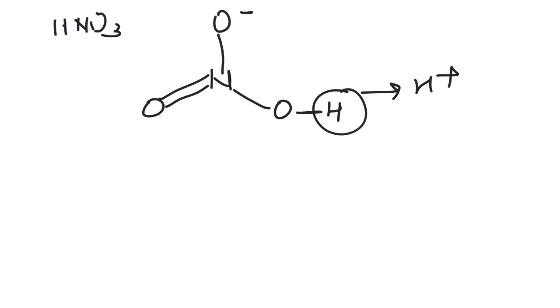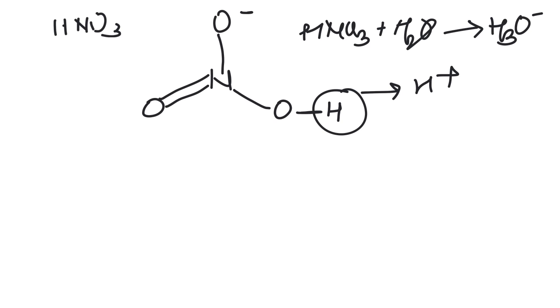So now let us see the properties. Before that, you know that HNO3 in aqueous medium will be in the form of H3O plus, that is the hydronium ion, and the nitrate ion. So this H3O plus is formed, which is the cause of its acidity.